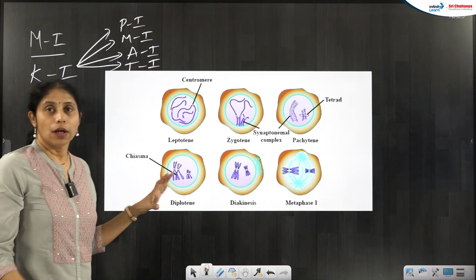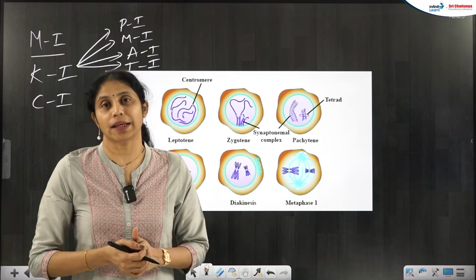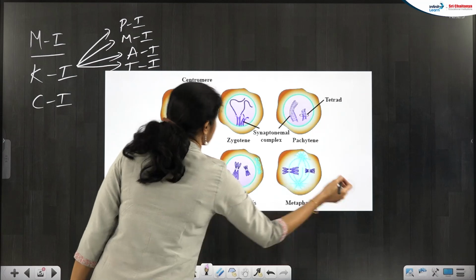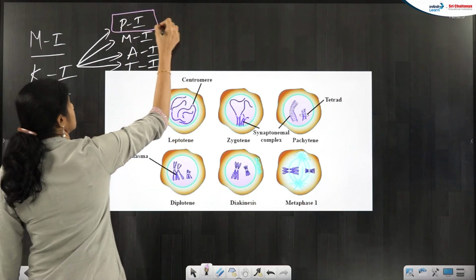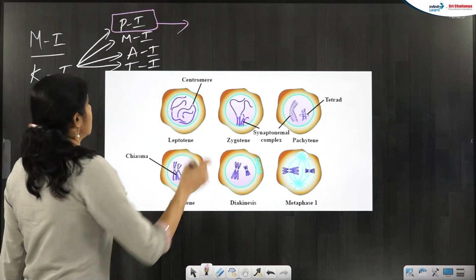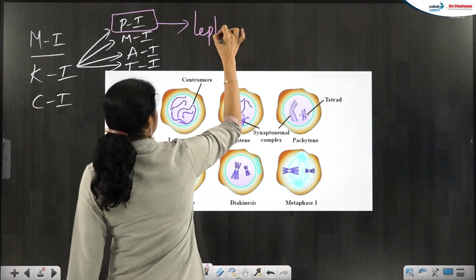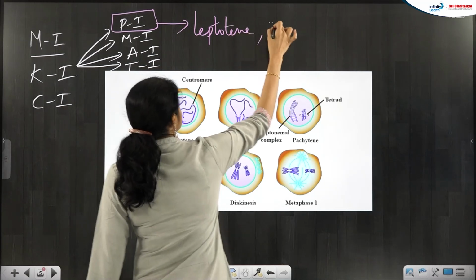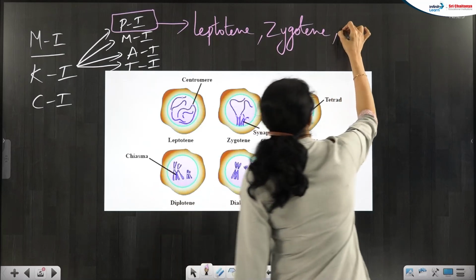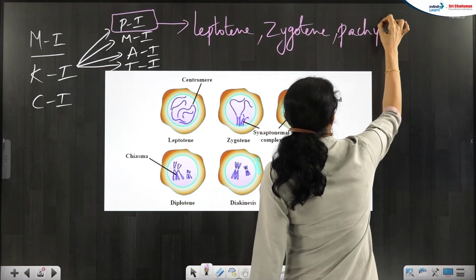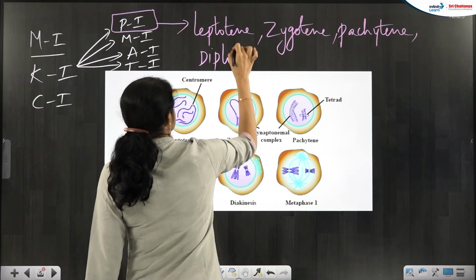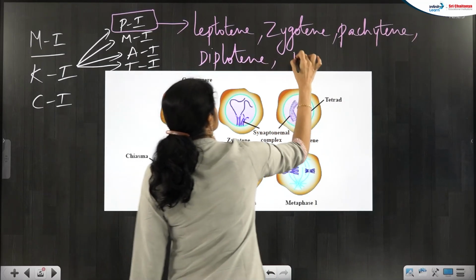But among meiosis 1 and meiosis 2, the much more complex phase is meiosis 1, and especially the complicated phase is prophase 1. This is the more complex phase, and it is subdivided into 5 subphases. The 5 subphases are leptotene, zygotene in the sequence, pachytene, diplotene and diakinesis.